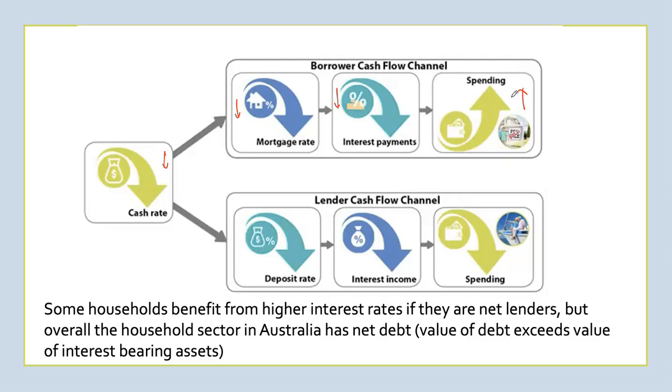Now, we should remember that some people are not going to have net debt. Some people are going to be net lenders. They actually have more savings than debt. They're not going to be happy with this, but most people are. Most people in Australia have high amounts of debt. Think about the home loans that they've had to take out. So that's why it typically flows through like that.